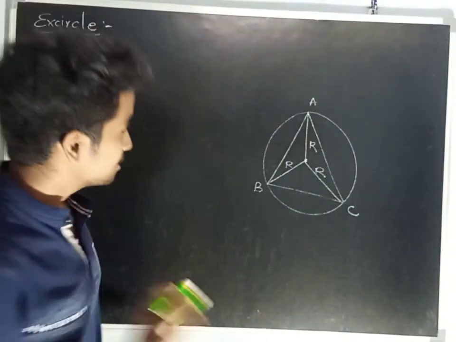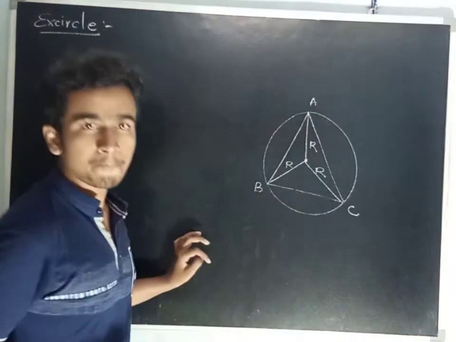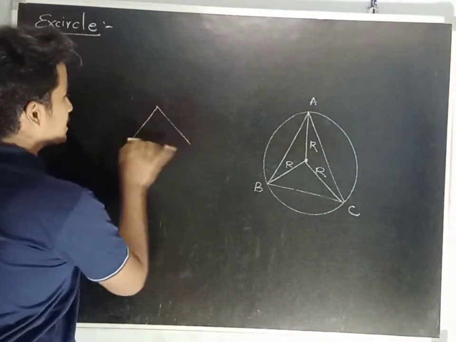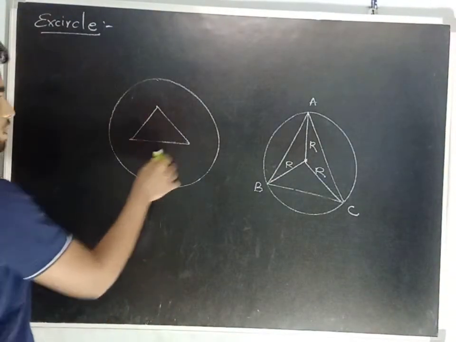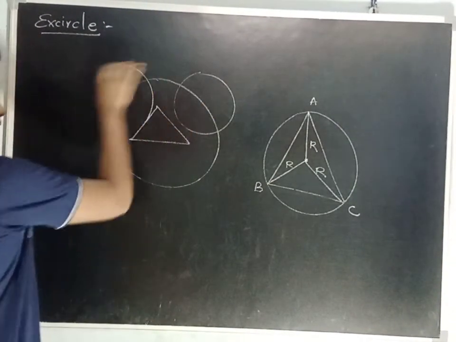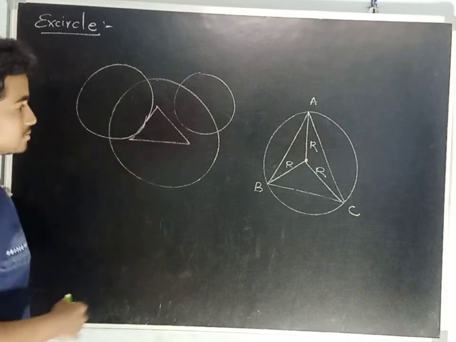What makes this circle unique? If not, here it is a triangle. We can draw a circle outside the triangle, like this, or like this, or either we can draw like this also. Right?